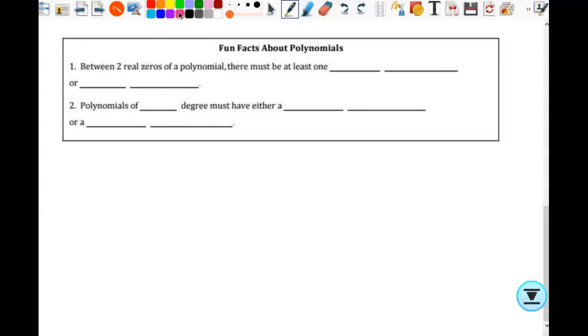But all right, so let's look at some fun facts about polynomials. Between two real zeros of a polynomial, there must be at least one local, what's another word for local? Relative. Local minimum or local maximum. Remember, it says real zeros. Between two real zeros of a polynomial, there must be at least one local minimum or maximum, because once you go through to come back down, you've either got to go up and go back down or come down and go back up, right? So you're going to have at least one local maximum or minimum.